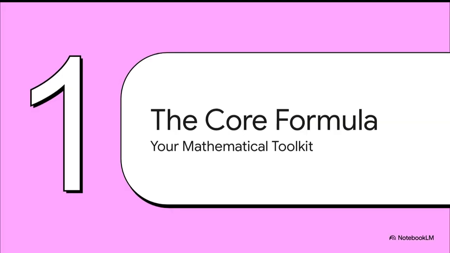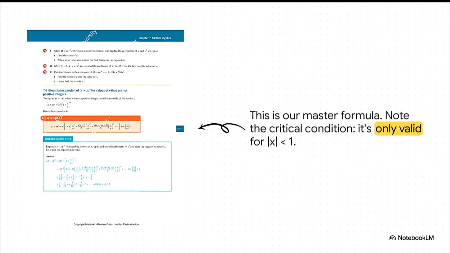Think of this as our mathematical toolkit for today. Everything, and I mean everything, we're about to do hinges on this one thing. So here it is. This is the magic formula that lets us handle those messy fractional or negative powers. It's awesome, right? But, and this is a huge but, look at that little condition right there. The absolute value of x has to be less than 1. This isn't just a suggestion, it's a hard rule.